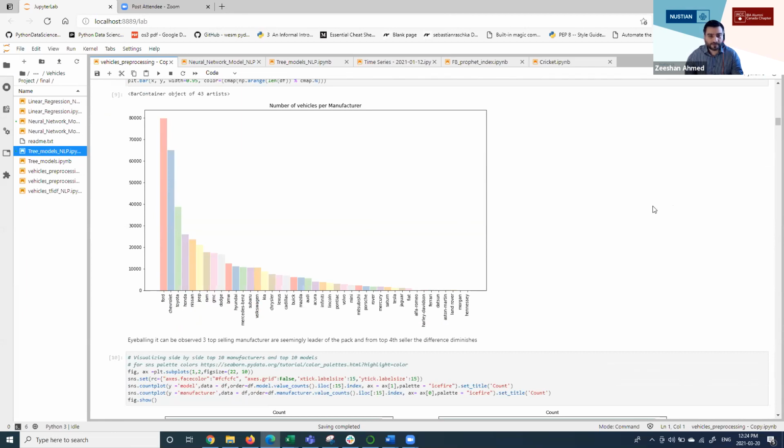visualization, where you see Ford is the highest selling used vehicle. That gives you an idea that it must be the highest selling vehicle, because Ford has multiple models too. But Ford, Chevrolet, Toyota, Honda, and Nissan.